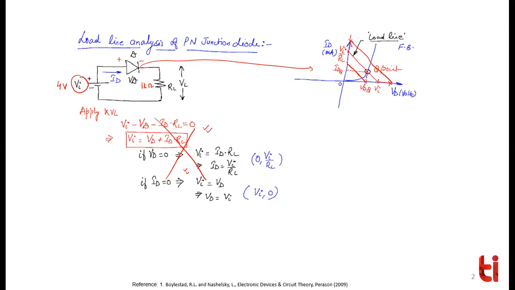Otherwise, directly you can find out what is VI by RL. So VI by RL, 4 volt divided by 1 kilo ohm, will give you 4 milliampere. So on this axis, whichever graph is given to you, at 4 milliampere you will draw a point. And what is VI? VI is 4 volt. So here at 4 volt you will draw one more point, and joining both you will draw a line. And wherever this line will intersect, you look inside that graph at what the voltage is, drawing perpendiculars, and here when you draw the perpendicular you will get the IDQ and you will get the VDQ.